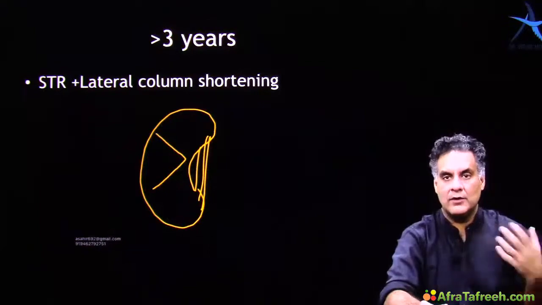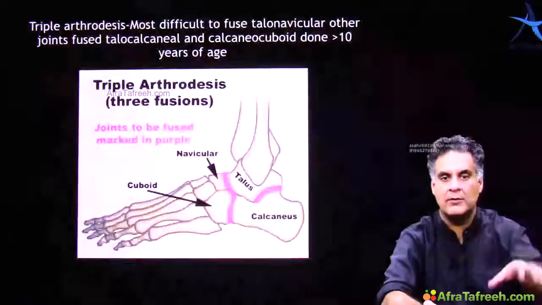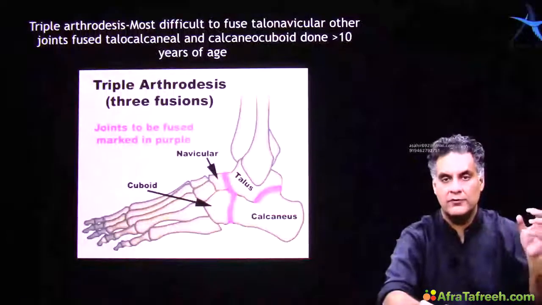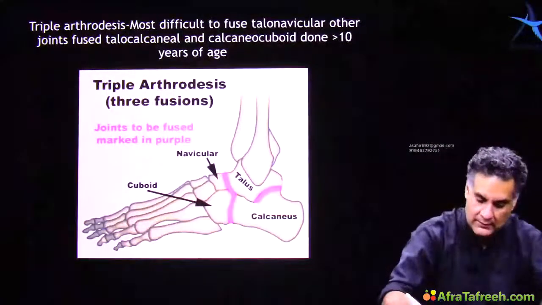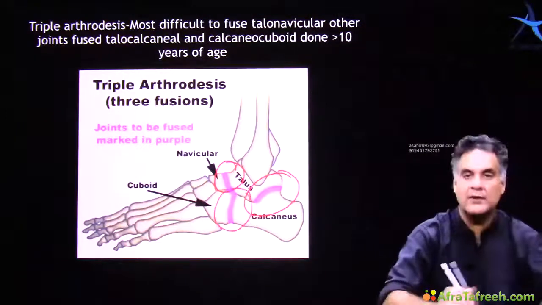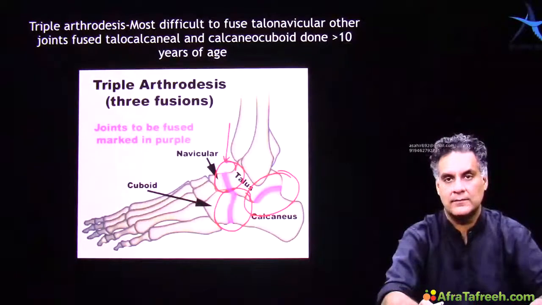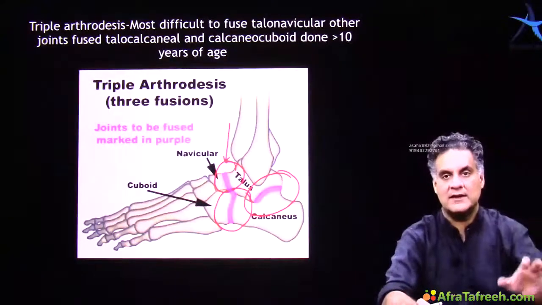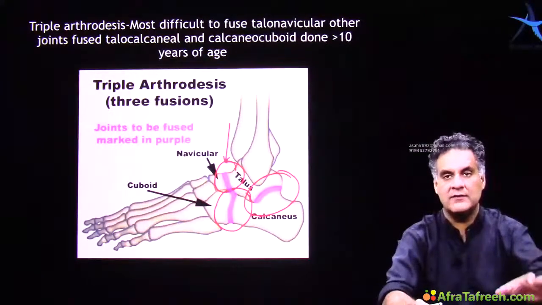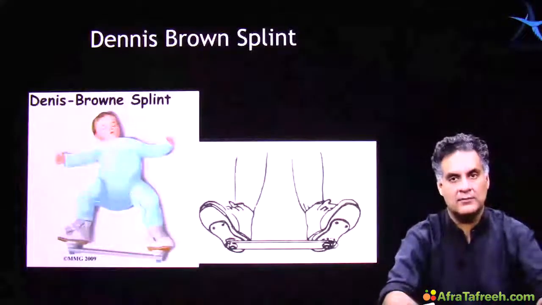And beyond 3 years, you do a bony procedure and a soft tissue procedure. But when you go beyond 10 years, you do fusion of 3 joints: the talonavicular, talocalcaneal, calcaneocuboid. And it is the talonavicular joint which is the most difficult to fuse. When you achieve the correction, you put the child in a CTV shoe when he's walking, and at night you put it in Dennis Brown splint.